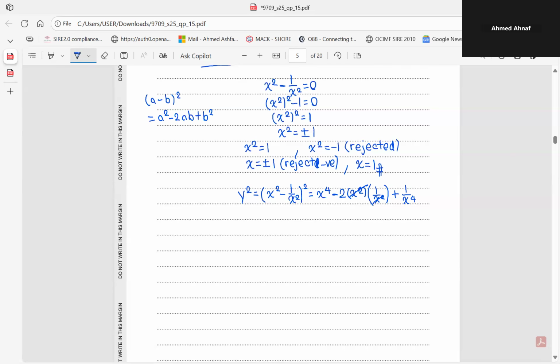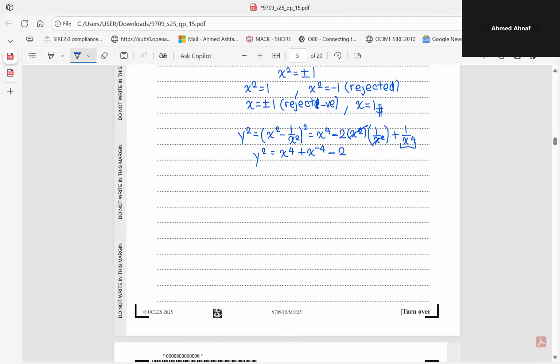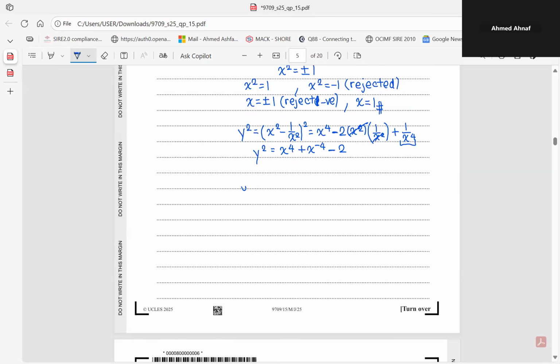So the x squared cancels out. Y squared would just be equal to x to the power 4 plus x to the power of negative 4. We're changing the power in here to a negative power, minus 2. So this is our expression for y squared. Now we're ready to integrate.